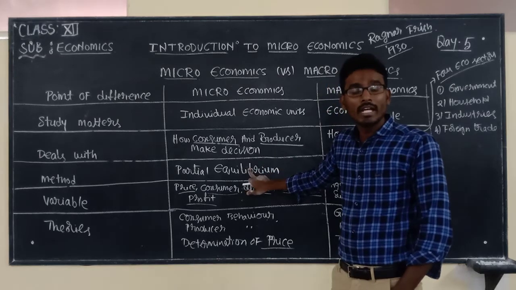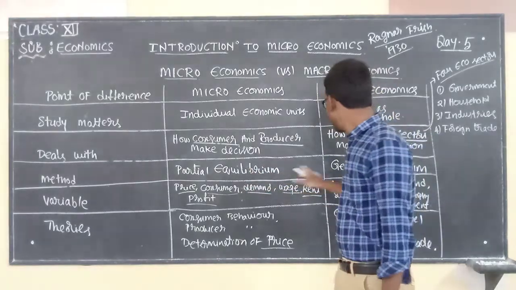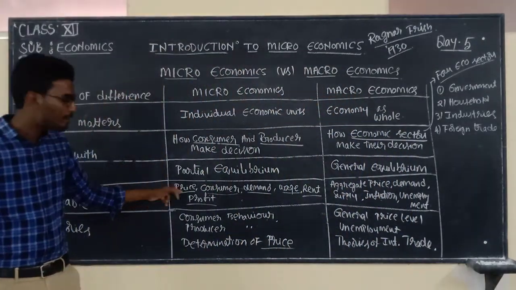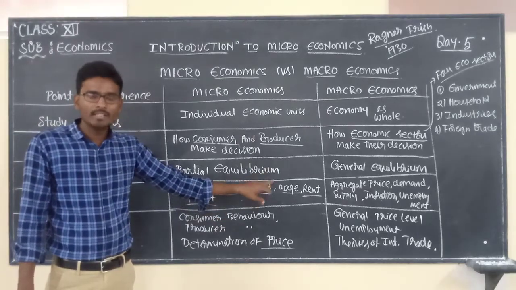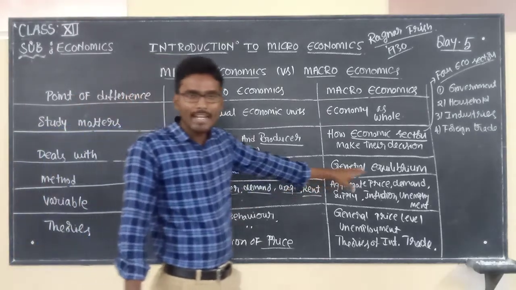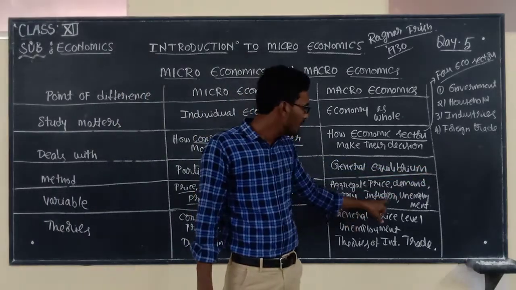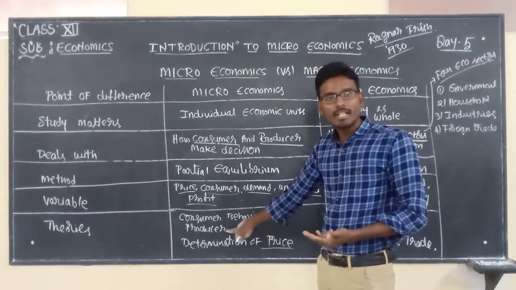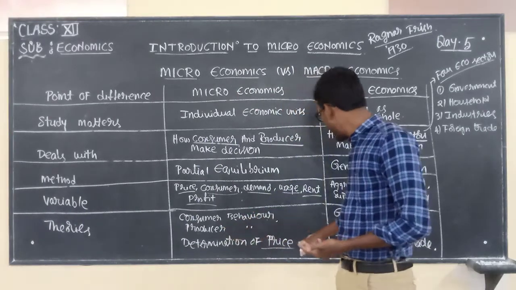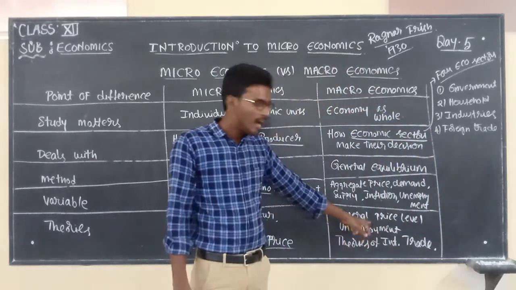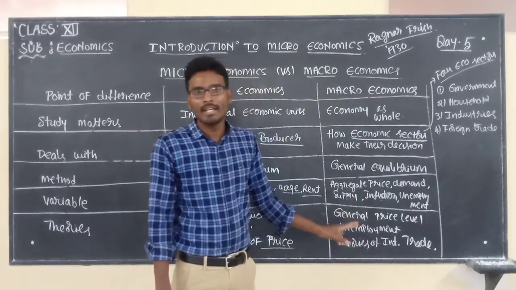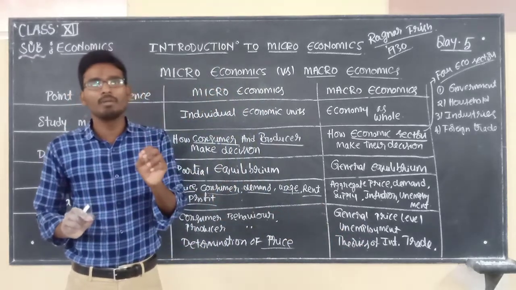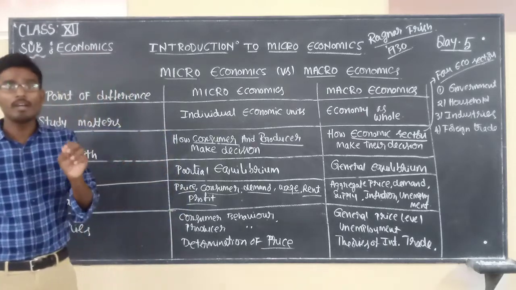Partial equilibrium means what? Equilibrium in one market. So now general equilibrium means what? Equilibrium in all markets. After that, variables: price, consumer demand, wage, rent, profit. What are the variables here? Aggregate price, aggregate demand, aggregate supply, inflation, and unemployment. And finally, what are the theories here? Theories of consumer behavior, theories of producer behavior, determination of prices. Here, general price level, unemployment, and theories of international trade. So this is the major topic, known as differentiation between microeconomics and macroeconomics.